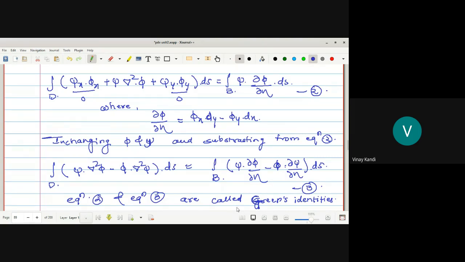Equation 2 and equation 3 are called as Green's identity.